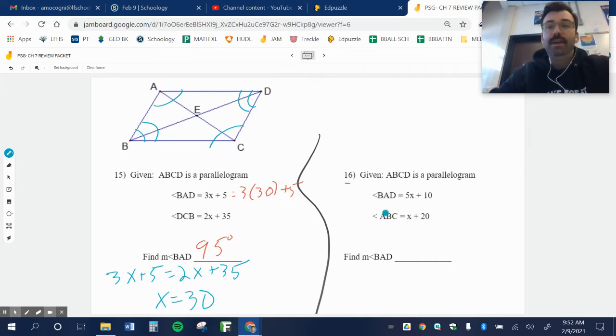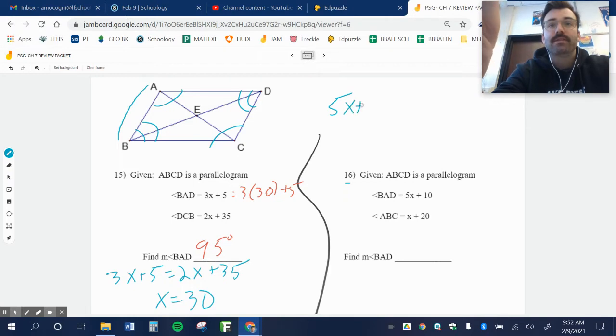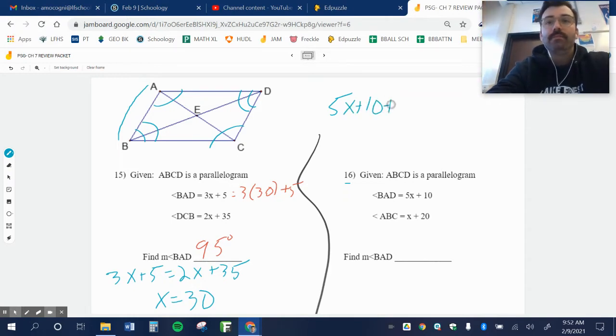Let's talk about number 16. Number 16, I have BAD and ABC. So these two angles here are consecutive angles. And if you remember, with a parallelogram, consecutive angles are supplementary. So I would do 5x plus 10 plus x plus 20 equals 180.